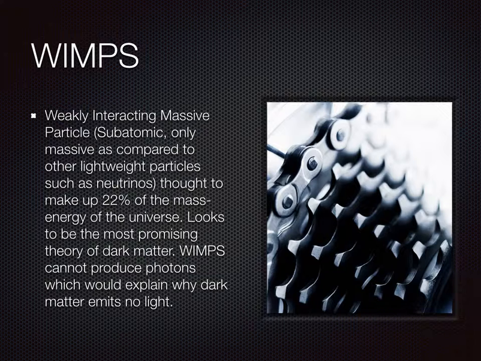WIMPs, or weakly interacting massive particles, which are subatomic, only massive as compared to other lightweight particles such as neutrinos. WIMPs are thought to make up 22% of the mass energy of the universe. This looks to be a promising theory of dark matter. WIMPs cannot produce photons, which would explain why dark matter emits no light.